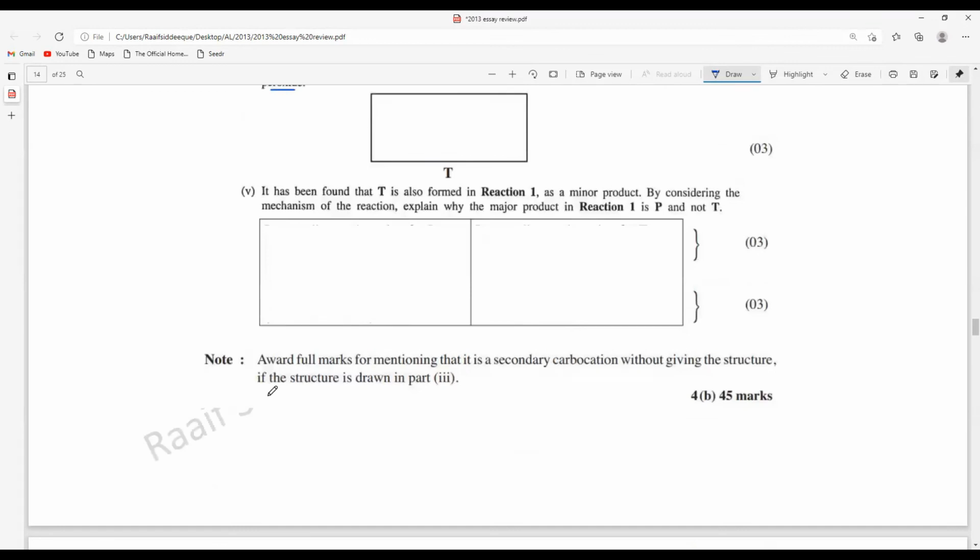Okay, so here also they mention to award full marks if you just give the argument, right? Secondary carbocation is more stable than this primary one, even without giving these 2 structures.